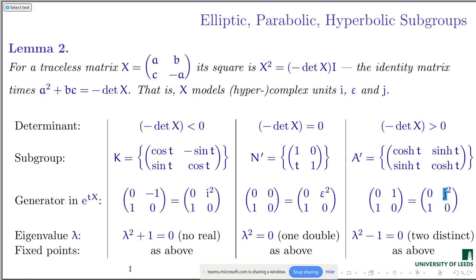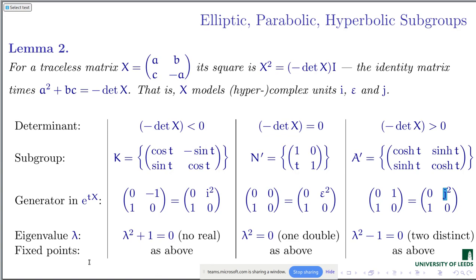And if we calculate eigenvalues of these matrices, then again we come to a quadratic equation, the characteristic equation for the matrix, with no real roots for the elliptic situation, one double root in the parabolic, and two distinct real roots for the hyperbolic situation.